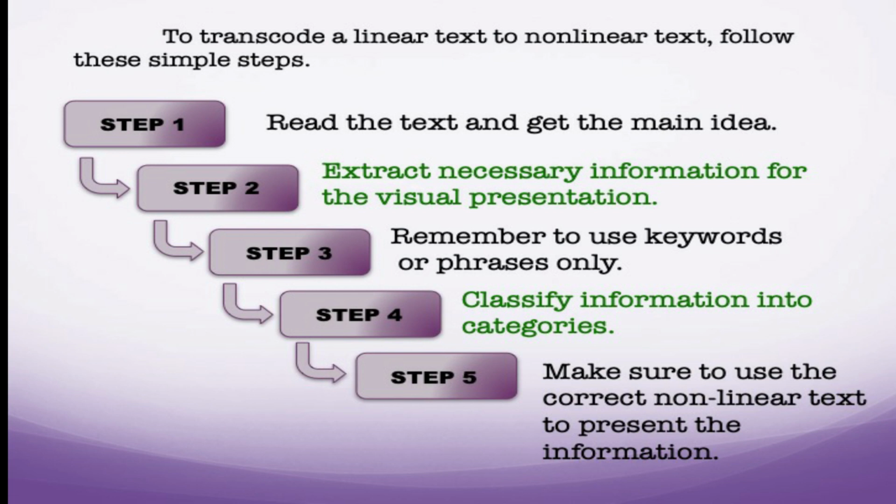There will be times when you would have to transcode a linear text to nonlinear text to make it easier for other people to understand it, and a nonlinear text to linear text to have a detailed description of a certain topic. To transcode a linear text to nonlinear text, follow these simple steps. Step 1. Read the text and get the main idea. Step 2. Extract necessary information for the visual presentation.